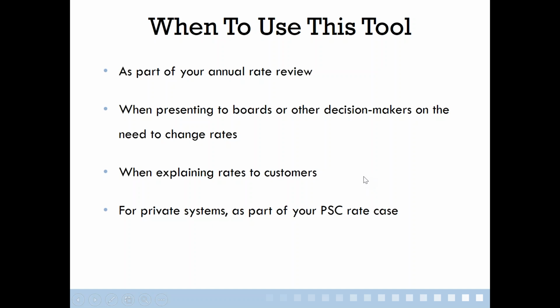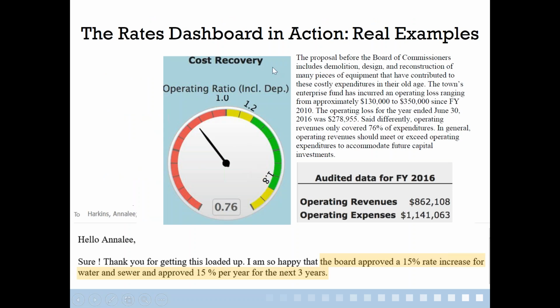There are screenshots of the dashboard and the documentation. So yes, you can screenshot it, print it out, and I think we have some examples of how some utilities have done that in real life. So this top one showing the cost recovery dial was part of a document that someone prepared, going into all these different metrics and showing how things needed to change. They're showing, hey, we're in the red right here. This is what that means. We need to raise our rates. So they're really laying it out in an easy to understand way.